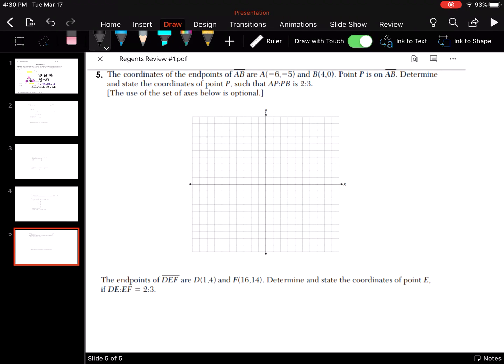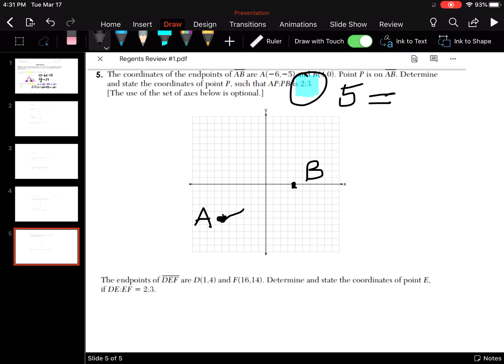So negative 1, 2, 3, 4, 5, 6, down 1, 2, 3, 4, 5. That would be right here. And I'll call that A. And then B is 1, 2, 3, 4, 0. So B is here. Okay, now you have to remember that if you break something down into a ratio of 2 to 3, that means there are 5 equal parts.